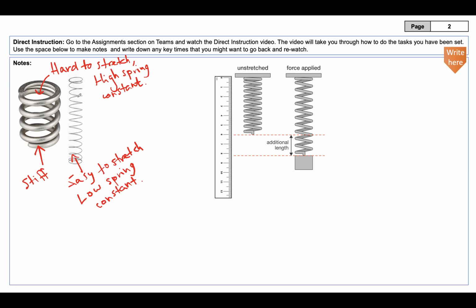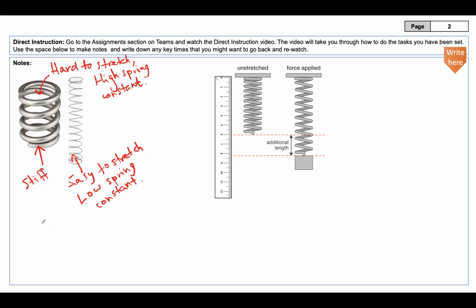So if you imagine if we stretch these both by the same length, this one would take a lot more force to stretch, so this one would be storing a lot more energy. We can calculate that energy stored with the equation I'm about to show you.